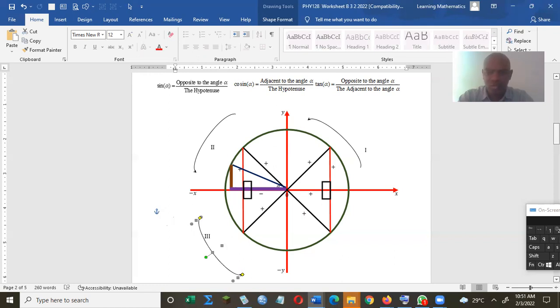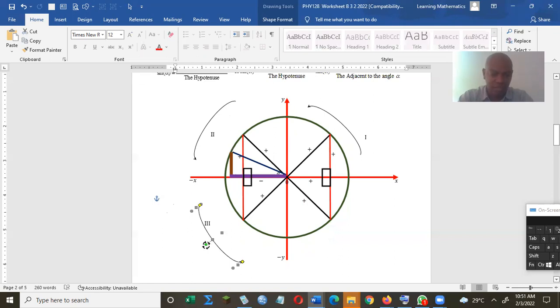Someone said 180 to 220. Or 270. Okay, so yes, you are correct. Angles between 180 and 270.